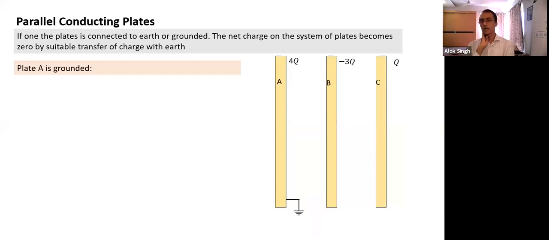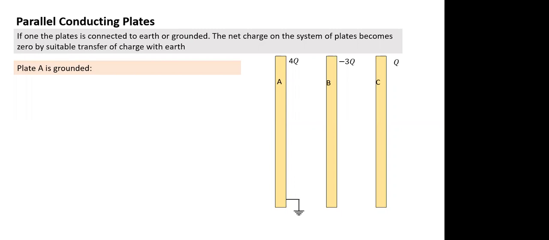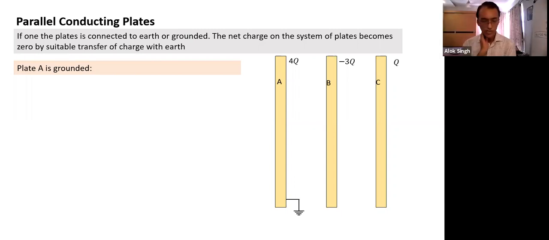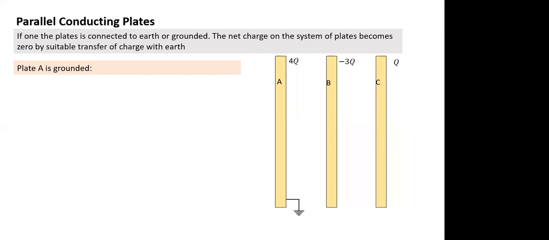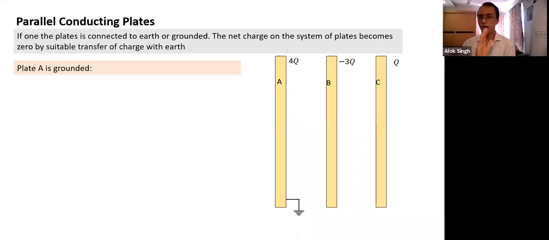Karthikeya, which plate am I connecting to ground? Plate A. Will the charge on plate B and C change? No. Why will it not change? Isolated. Perfect, those plates are isolated. So the charge minus 3Q will not change, Q will not change. Only the charge of A will change, by suitable transfer, so that the charge on the system becomes 0. If the charge of the system has to become 0, what must be the charge on plate A? 2Q.